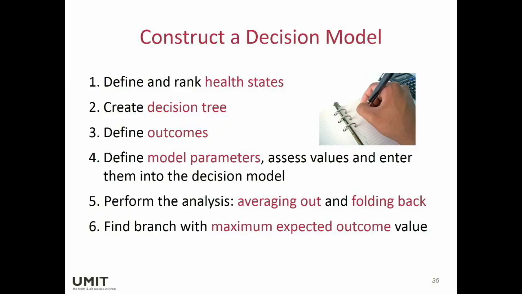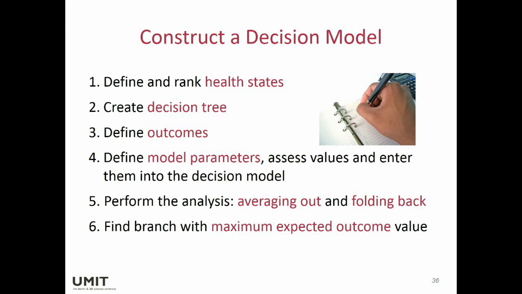So what would it take to construct what we call a decision model or a decision analytic model? A model is a simplification of the real world. So what we do is we have 6 steps, which we now will do together with the foot amputation example. We first will define and rank health states. So what are the differences that you can have?